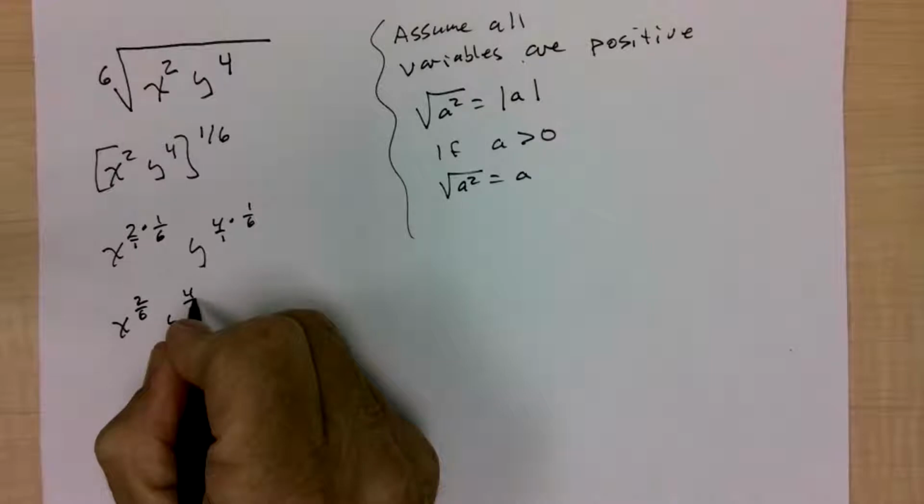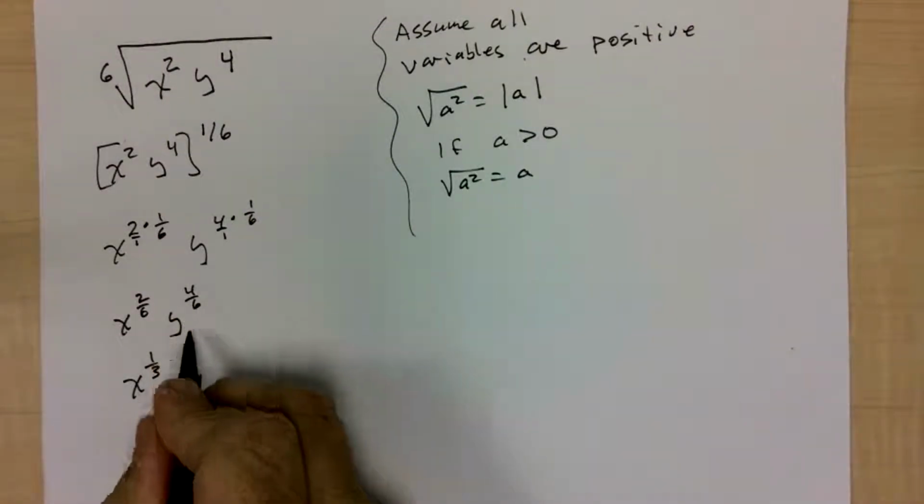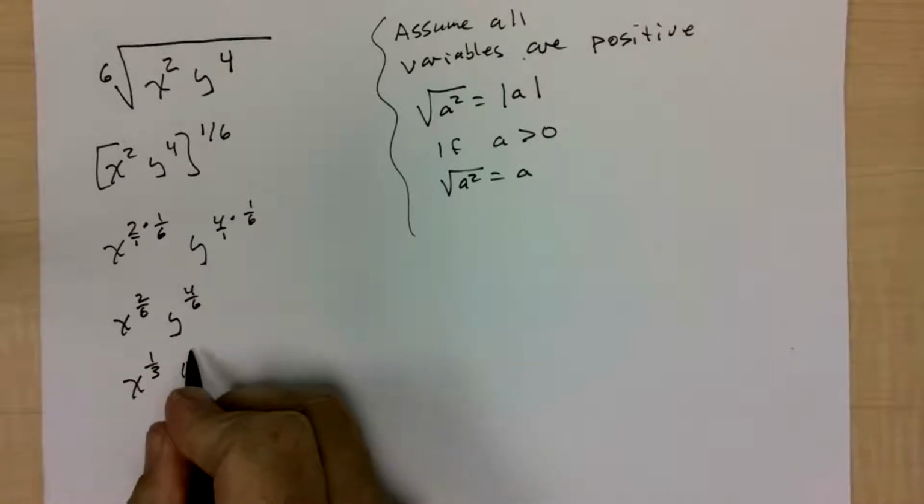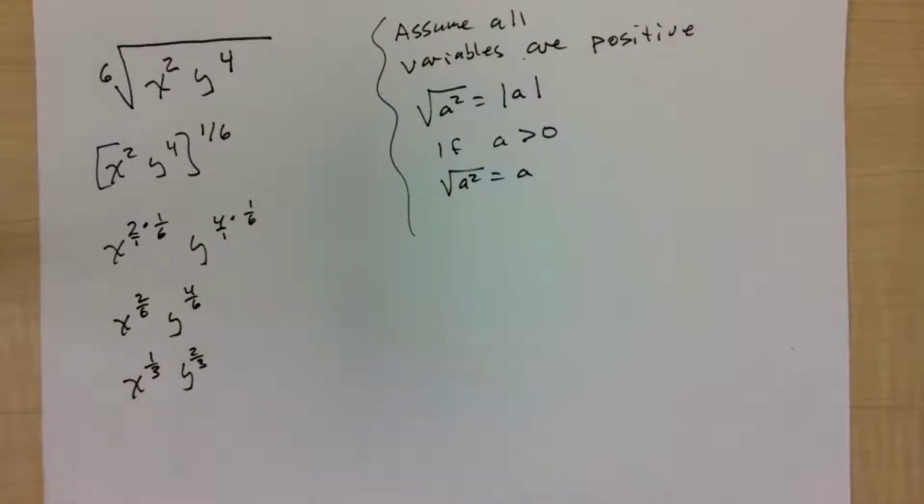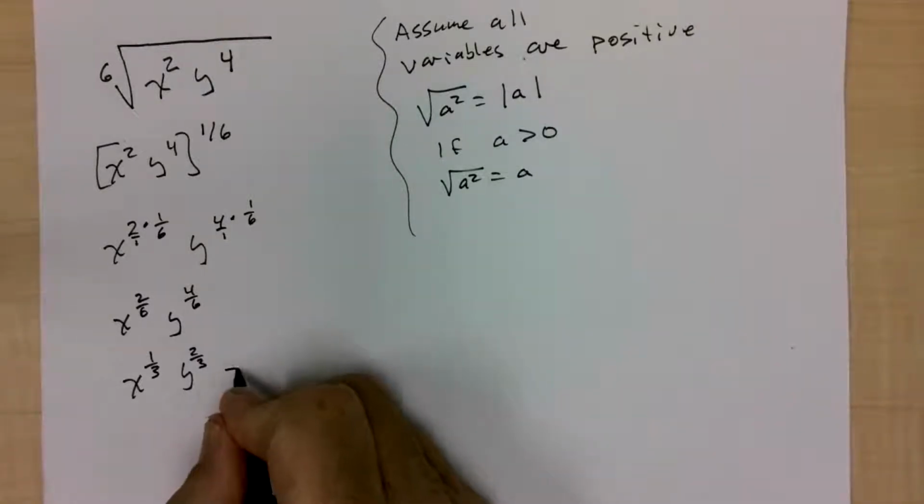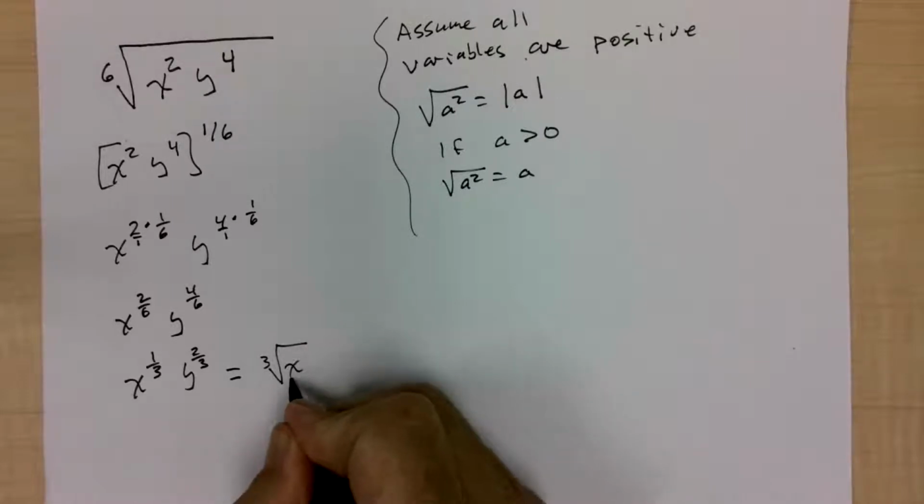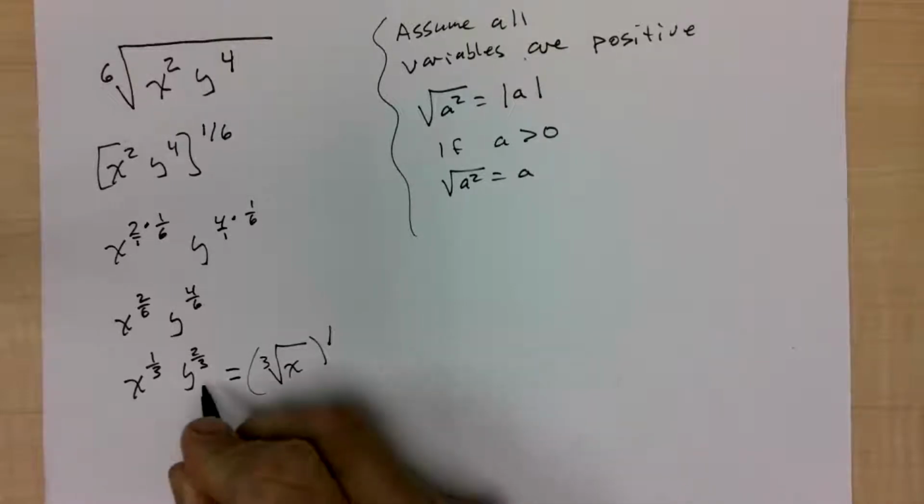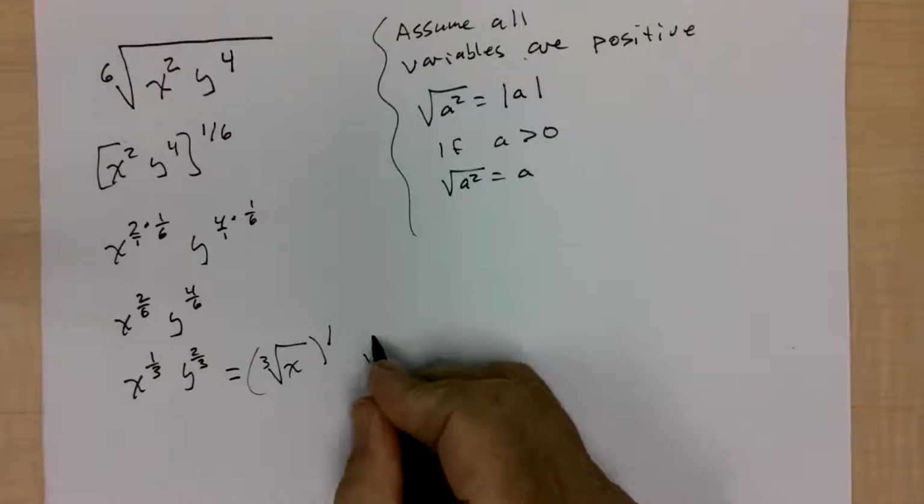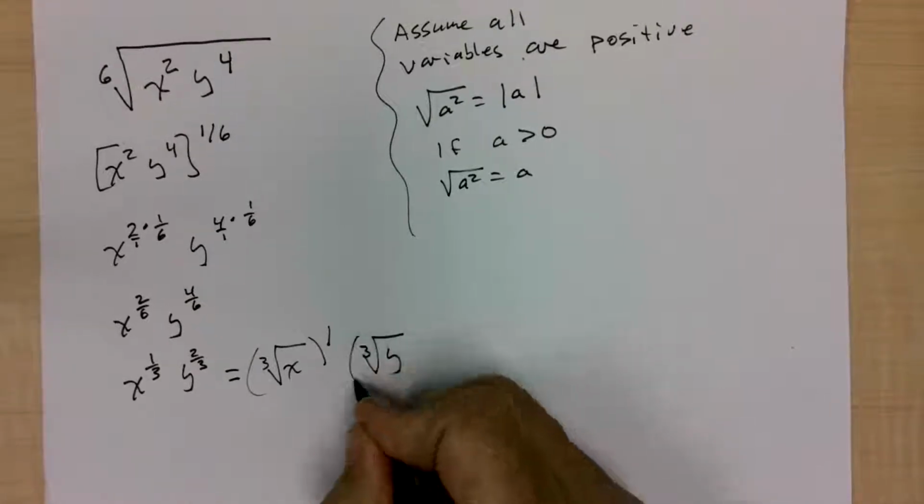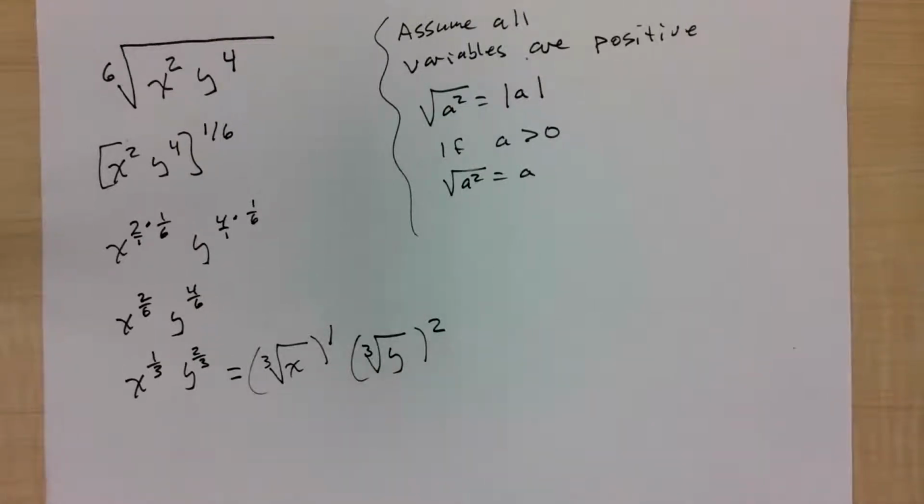X to the 2/6 is x to the 1/3, y to the 4/6 is y to the 2/3. Which, depending on what the question is asking, may be the answer you want. But of course, you could also say x to the 1/3 is the cube root of x to the 1st, and y to the 2/3 is the cube root of y squared. You could write it that way.